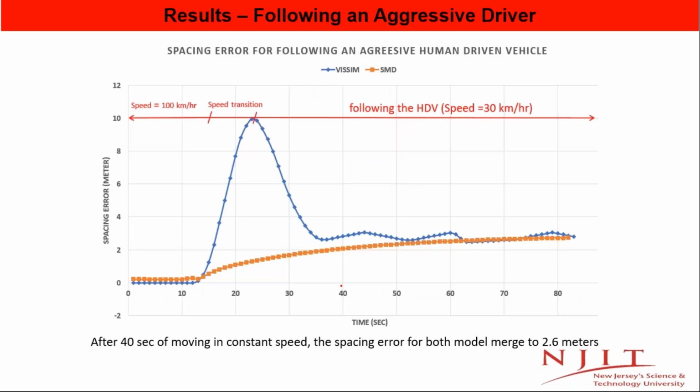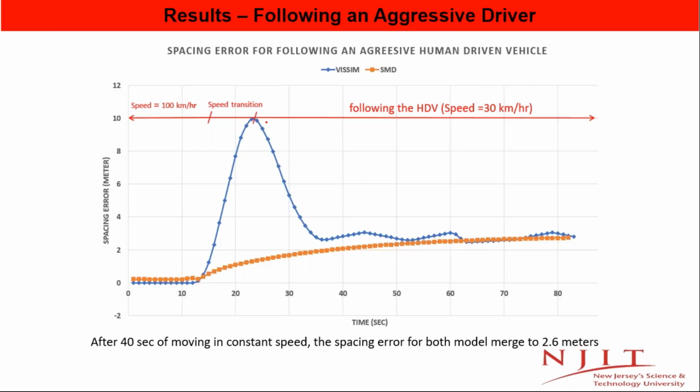The second scenario was following an aggressive driver vehicle. In this scenario, a human-driven vehicle suddenly decelerates and reduces its speed from 100 km per hour to 30 km per hour. Afterwards, our platoon has to follow that human-driven vehicle at that constant speed of 30 km per hour, which is less than our platooning desired speed.